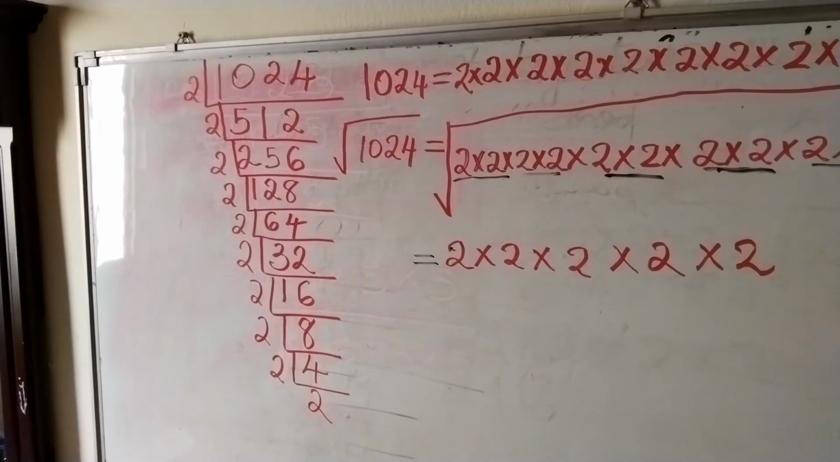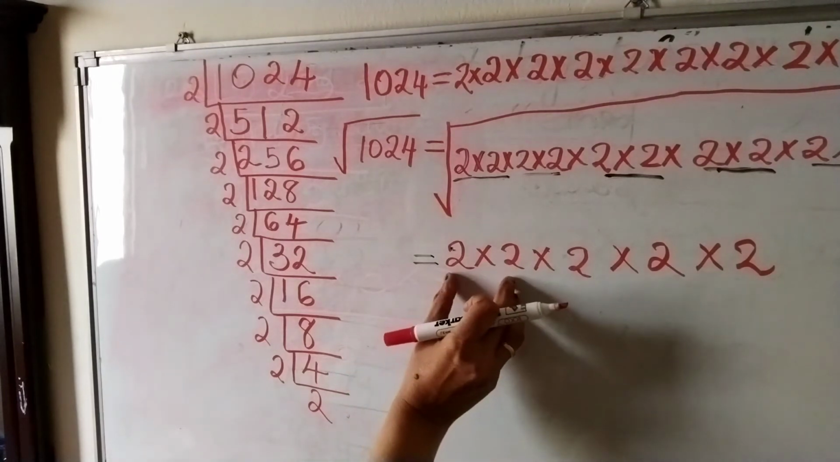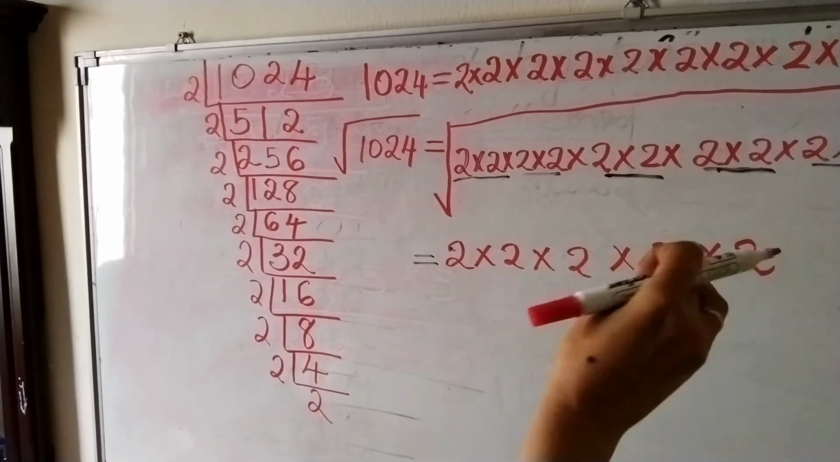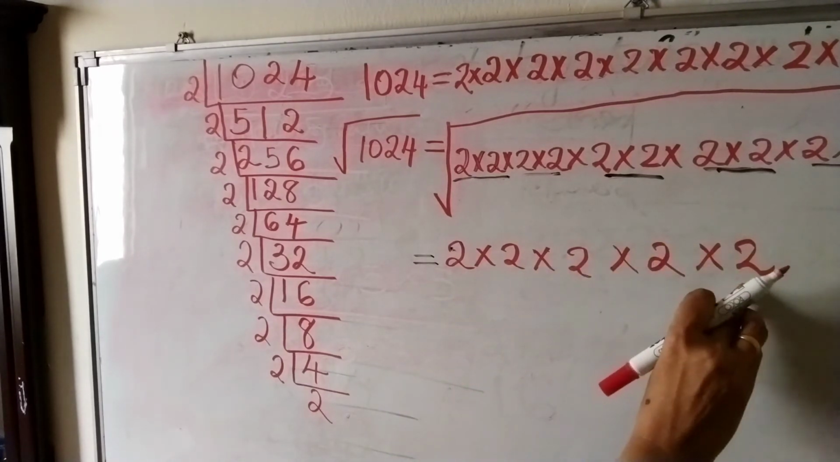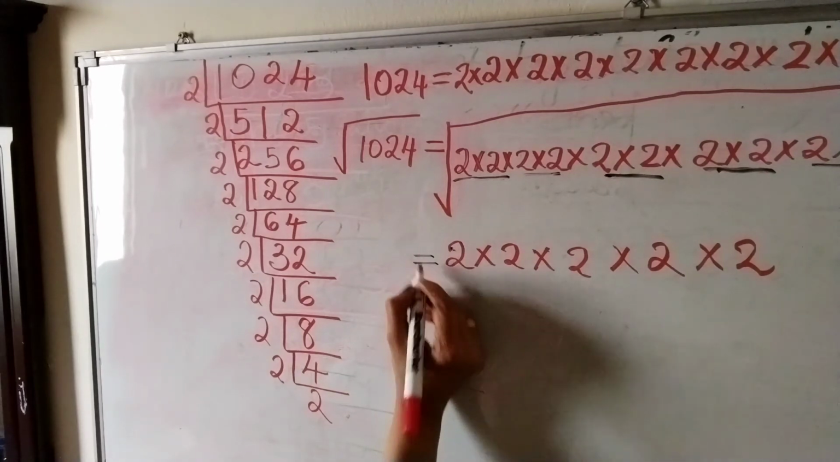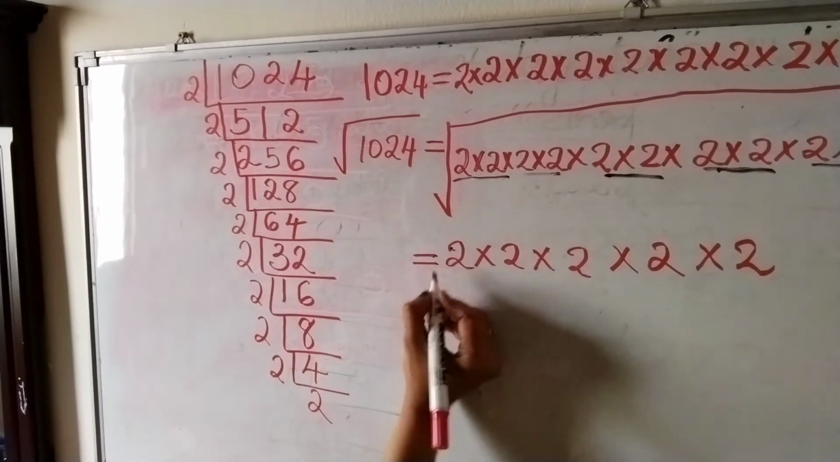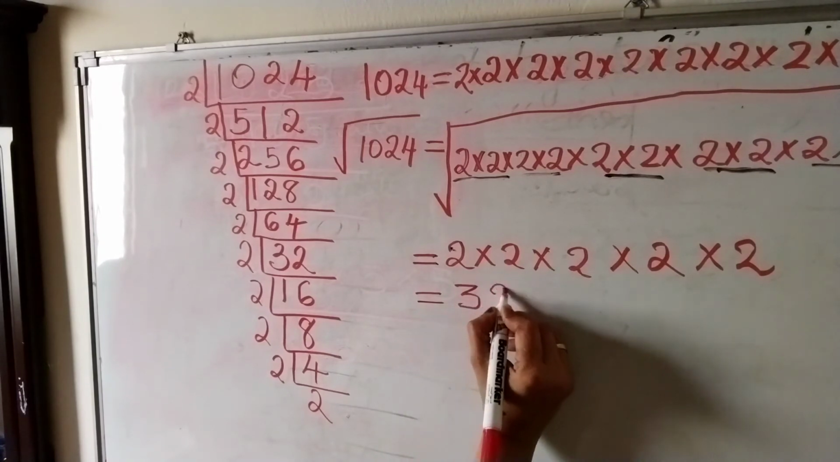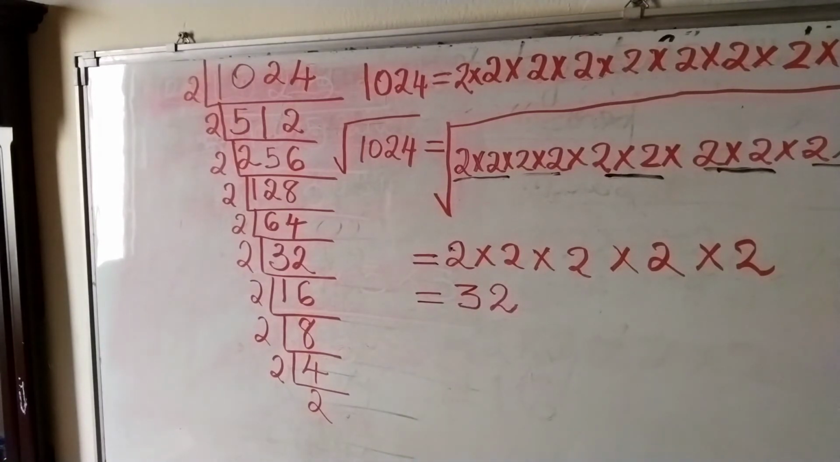Then next, we have to multiply this. 2 into 2 is equal to 4. 4 2s are 8. 8 2s are 16. 16 into 2 is equal to 32. So the square root of 1024 is equal to 32. The square root of 1024 is equal to 32. Okay, clear?